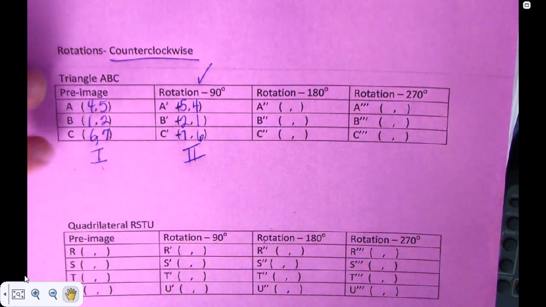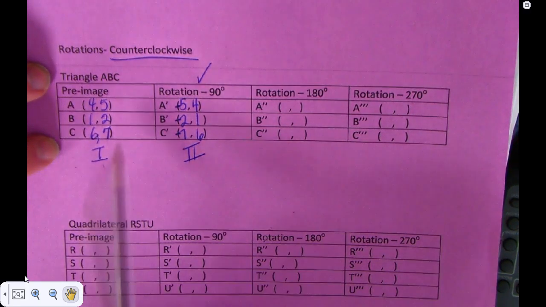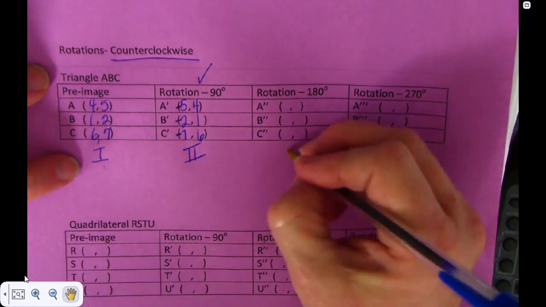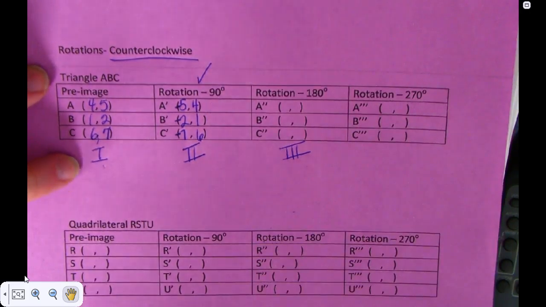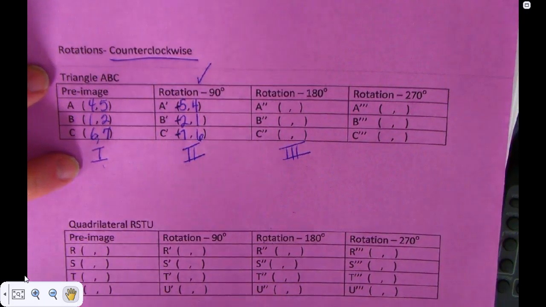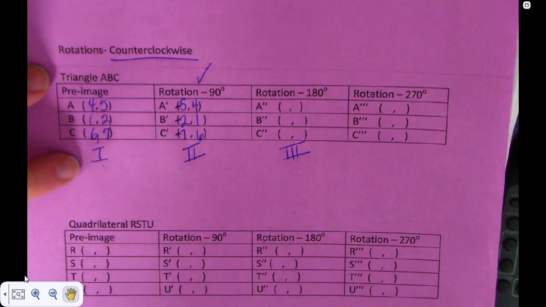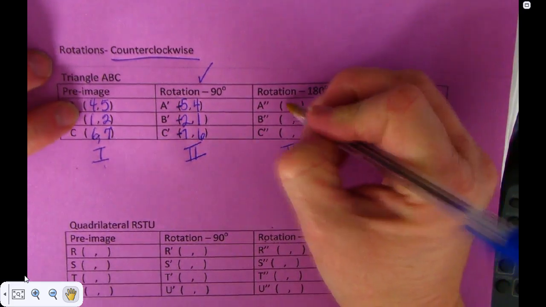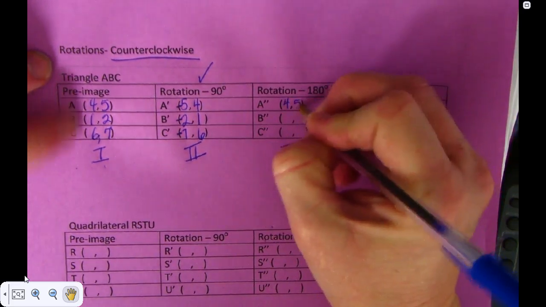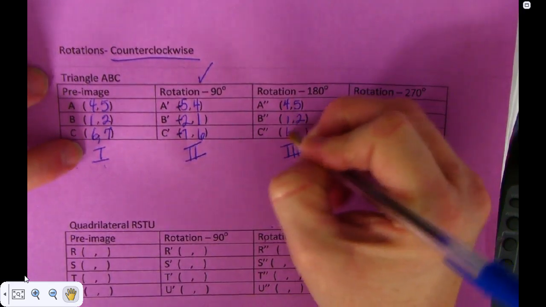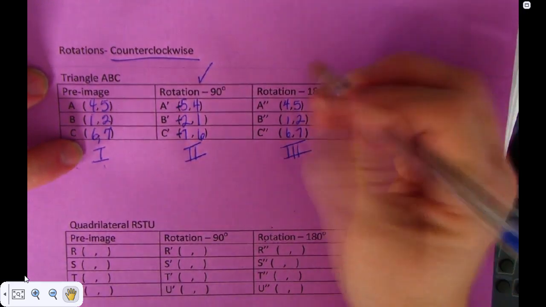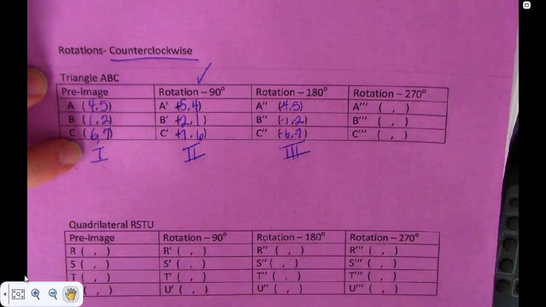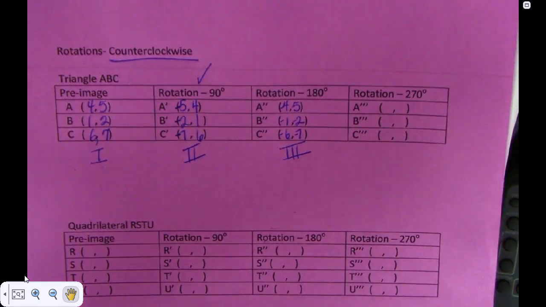If I make a 180-degree turn from 1, I'm going to 3. I'm going from 1 to 3. That's going to be a 180-degree turn. What do I do with the numbers? Keep them the same, but we're in quadrant 3, so they're all going to be negative. Every one of them is going to be negative.